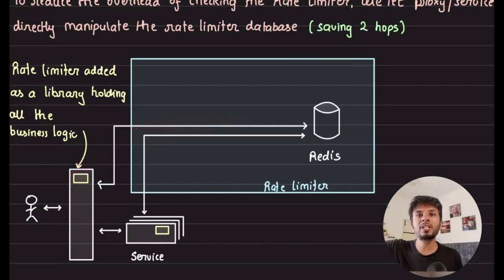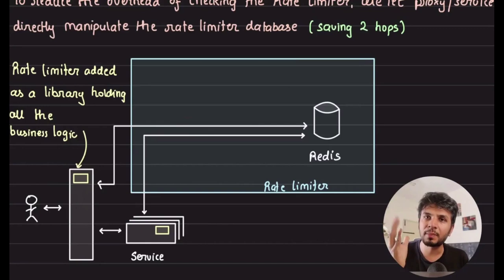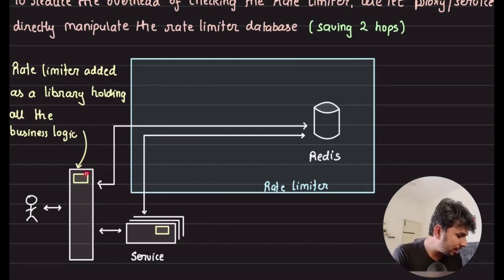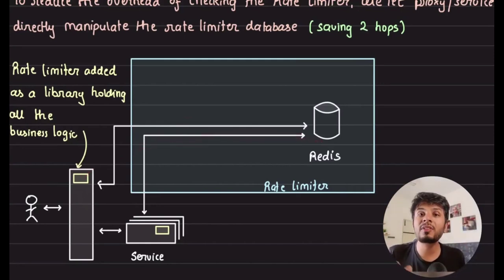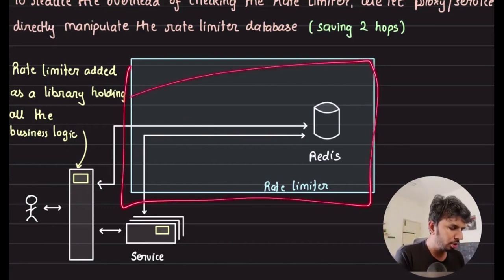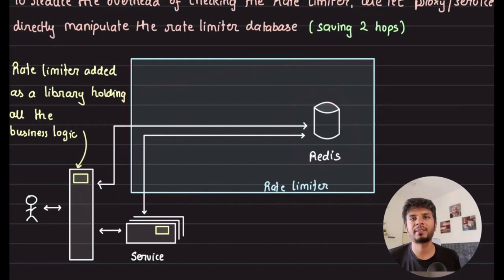No need to add additional network hops, because at the end, what you need to do in order to implement a fixed window algorithm, you just have to do count plus plus every time and set an expiration. That's all you want to do. You can just do it with a library. You don't need to have a service. So now your rate limiter service is reduced to just one database.